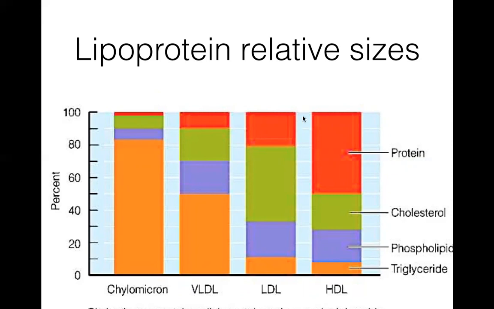On the other hand, for HDL, although it is the smallest, it is packed with a lot of proteins. And this is the reason why it is very dense. In terms of composition, chylomicron and VLDL are very similar in that they contain a lot of triglyceride. Now, if you take out the triglyceride in VLDL, this VLDL is converted into LDL. So in other words, LDL is simply VLDL minus triglyceride.